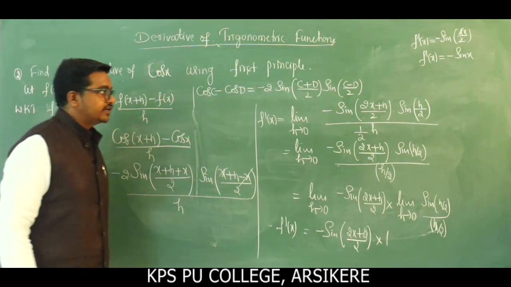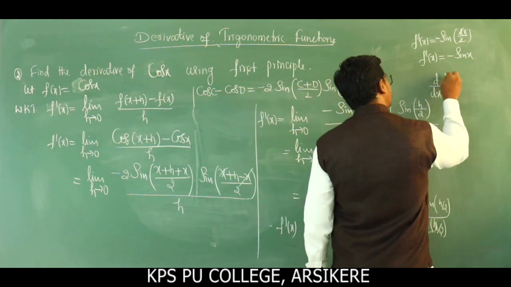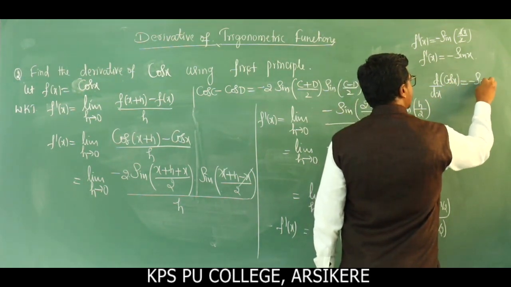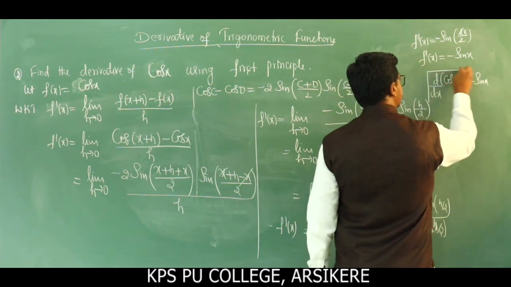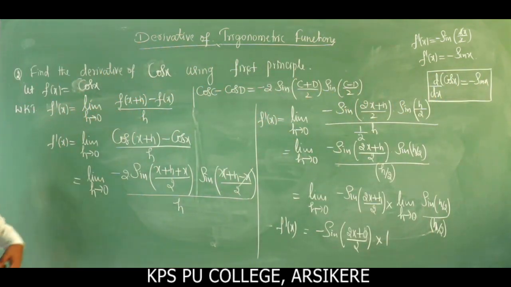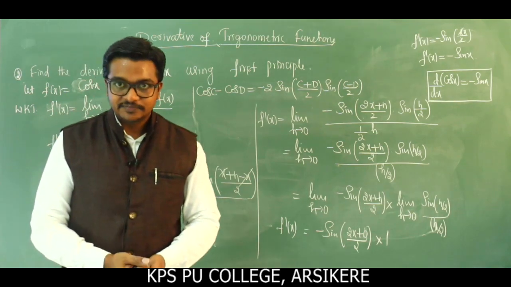f dash of x is equal to minus sin x. So, what is f dash of x? This is the derivative of what? d by dx of cos x is equal to minus sin x. I repeat again, d by dx of cos x is equal to minus sin x. Understood, children? This is the derivative of cos x.